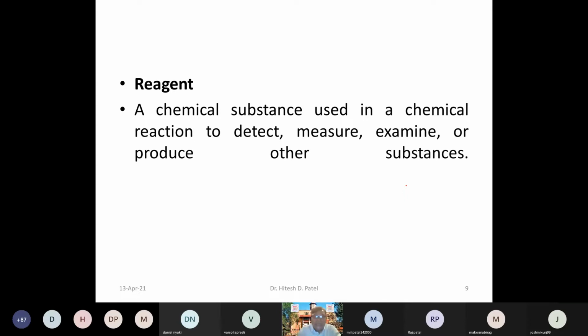But here the term reagent is related with the chemical reaction, where reagents are the chemical compounds which we can use to initiate the reaction, which can accelerate the rate of reaction. But again I am using the word, but they are not available or recovered in their original form after completion of the reaction. So this is the minor difference between reagent and catalyst.